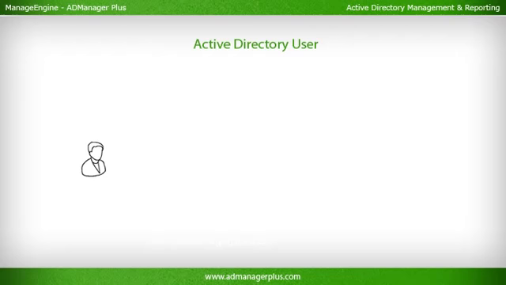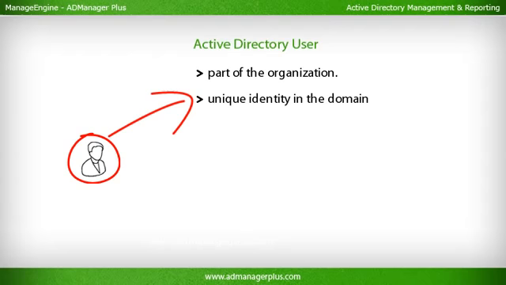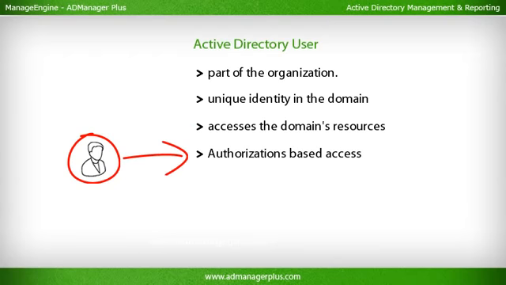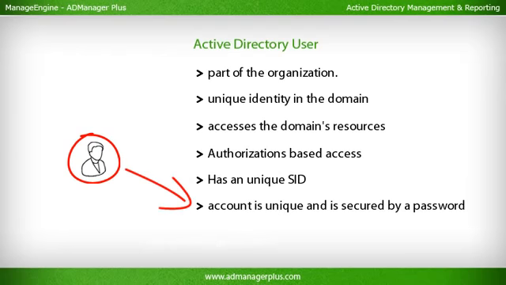Active Directory User. User is an individual or person who is part of the organization. Gets a unique identity in the domain through his user account. Enters a domain and accesses the domain's resources through a user account. Each user is allowed inside a domain only after authentication, and is allowed to access the domain's resources like shared folders, printers, computers, applications, etc. based on his authorizations. Each user account has a unique SID, which authorizes, allows or denies the user access to the network objects and resources. Each user's account is unique, and is secured by a password.